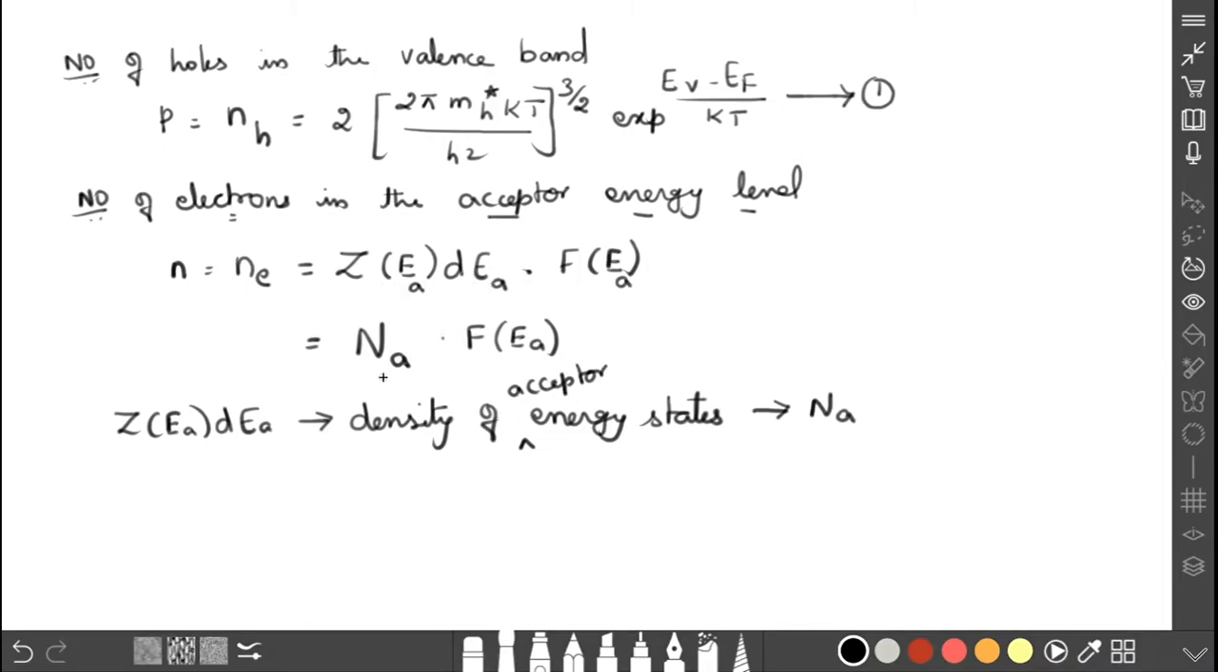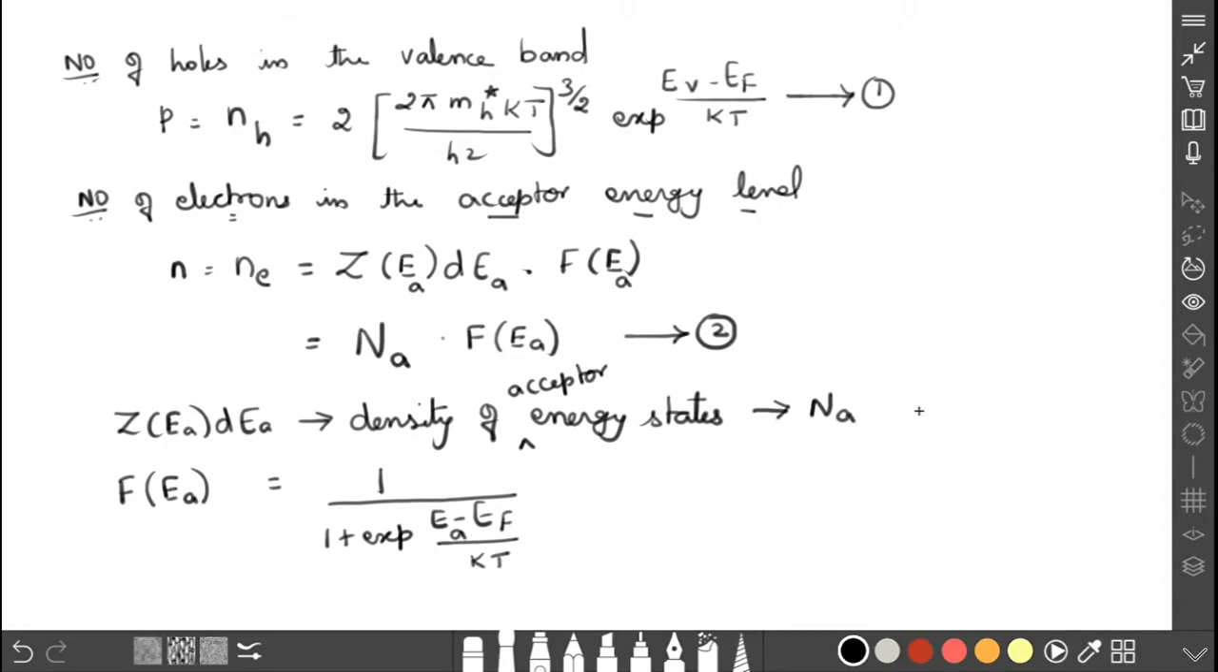So this I am considering equation number 2. Next step, we have to consider F of EA. So what is F of EA? F of EA is the Fermi energy distribution. As we know well, the formula of F of E is 1 by 1 plus exponential of E minus EF divided by KT. Here E should be replaced by EA, so EA minus EF divided by KT. This discussion we have already done in the derivation of the number of electrons in the conduction band. The same thing I am going to follow here also.